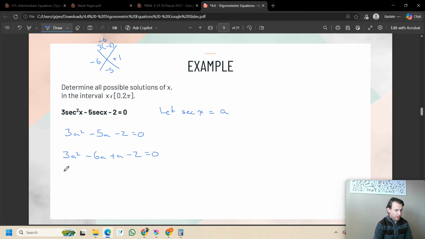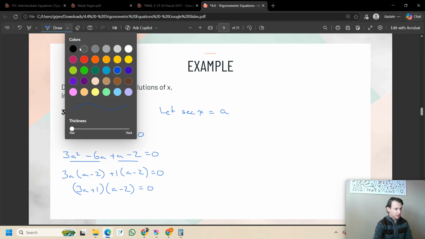So this one factors by 3a multiplied by a minus 2 plus 1 times a minus 2 equals 0. That's factoring that and that by grouping. And then we group all this together: 3a plus 1 multiplied by a minus 2 equals 0. All right. So now what we can do is just solve both of these.